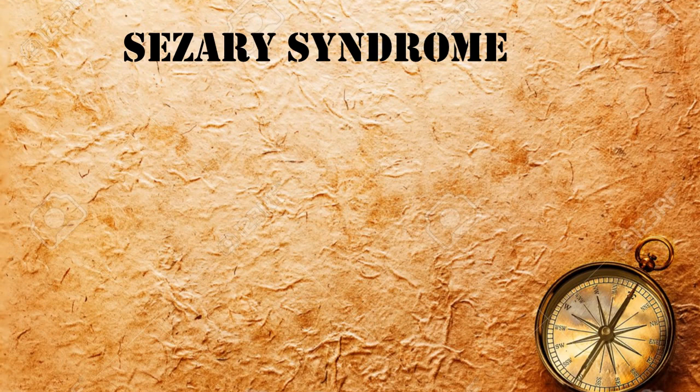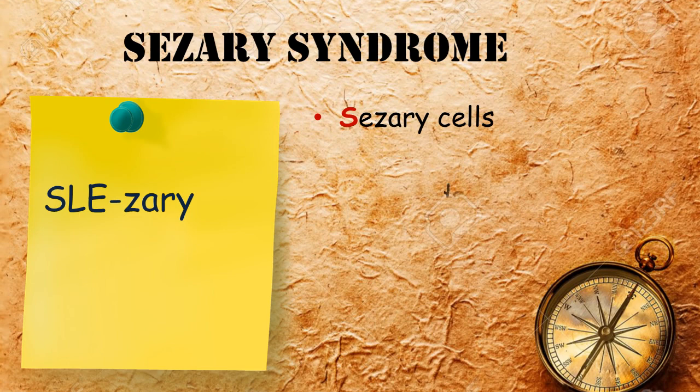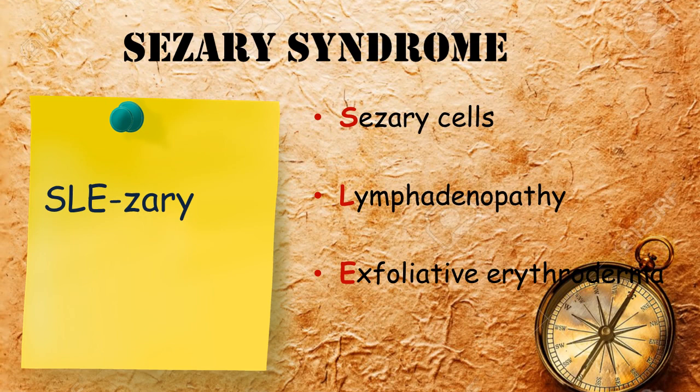Then comes Sézary syndrome, and the mnemonic is SLE-ZARI. Remember it with the help of the name itself. So S is for Sézary cells, L is for lymphadenopathy, and E is for exfoliative erythroderma. So in case of Sézary syndrome, it is SLE-ZARI. So S is for Sézary cells, L for lymphadenopathy, and E for exfoliative erythroderma.